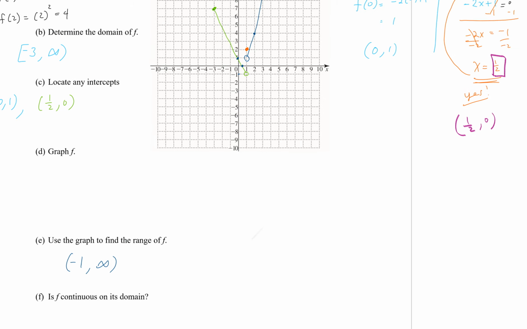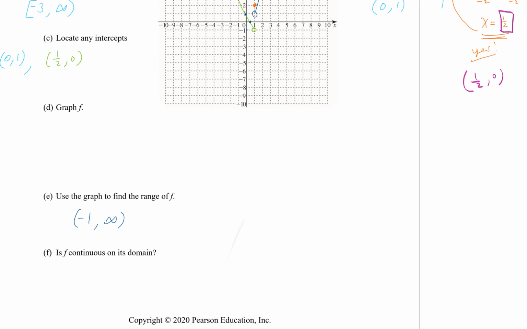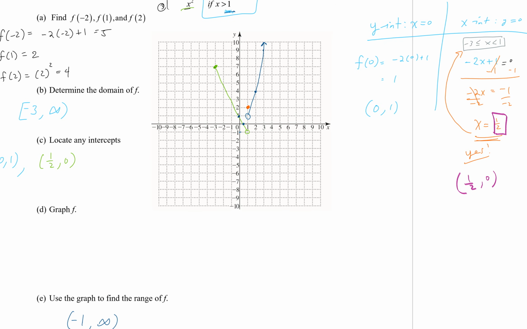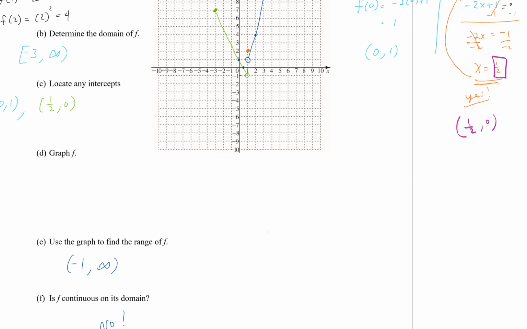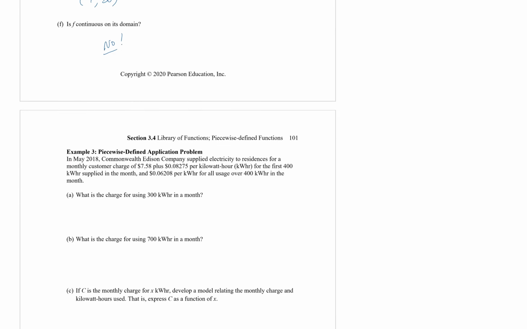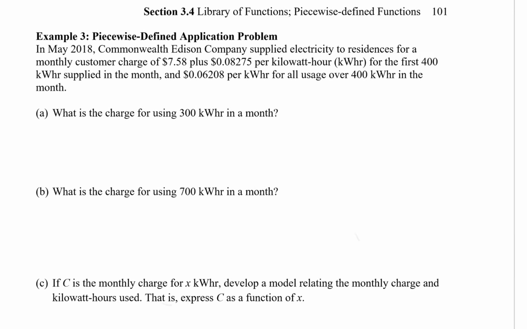Is it continuous? I think it's pretty clear it's not continuous, okay? You guys can see that you cannot draw that without lifting a pencil. It's impossible. Okay? Alrighty. Last question, I think? Yeah, we're at the last point.